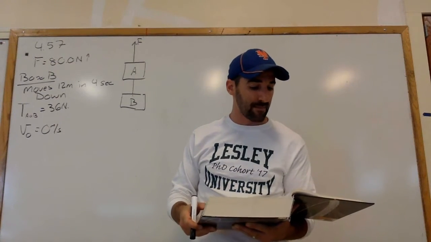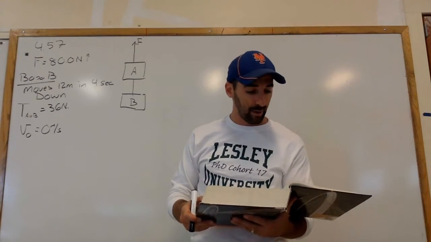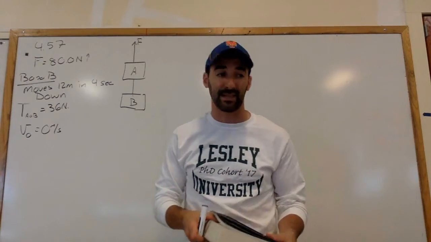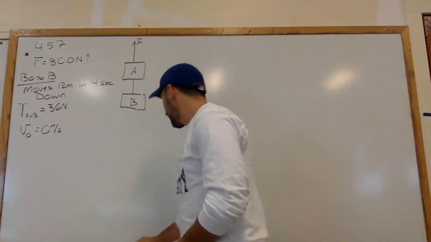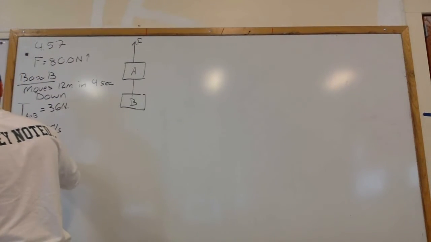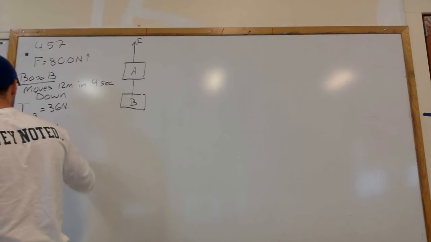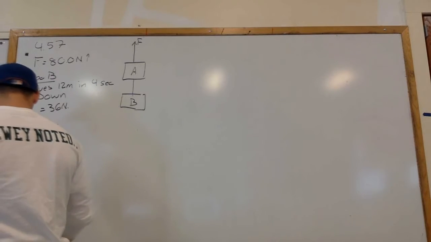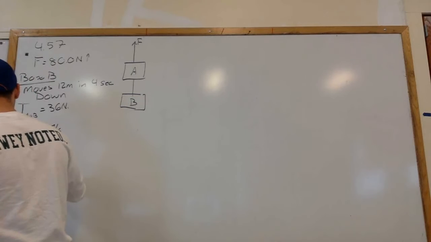Part A is what is the mass of box B, and then part B is what is the mass of box A. So I want to know what the mass of B is, and I want to know what the mass of A is.